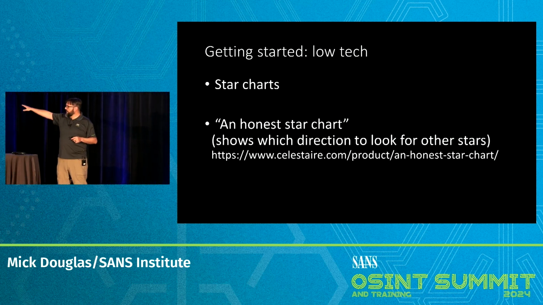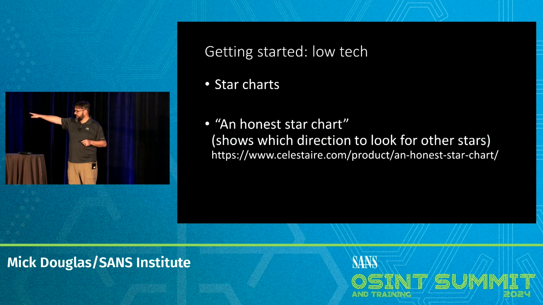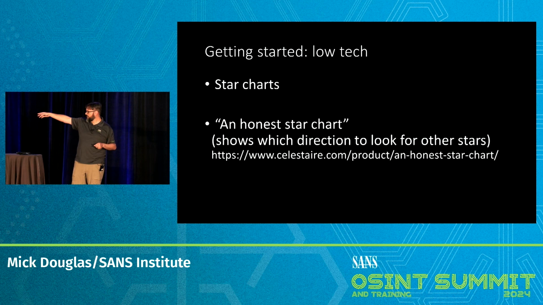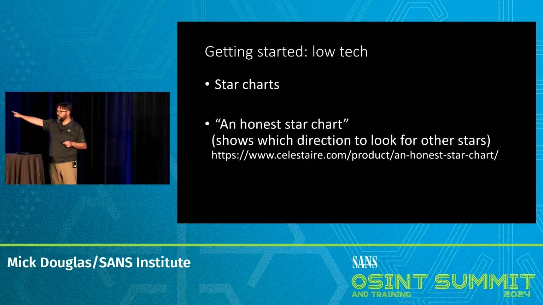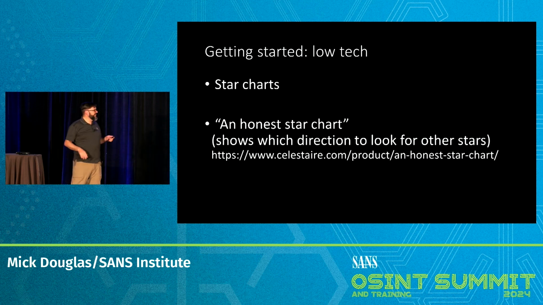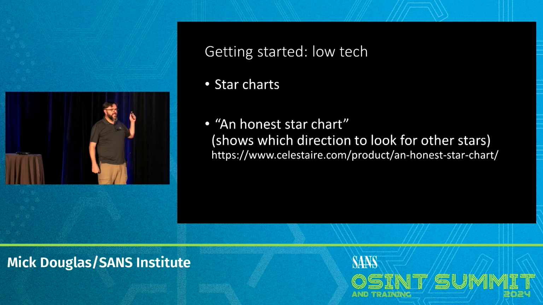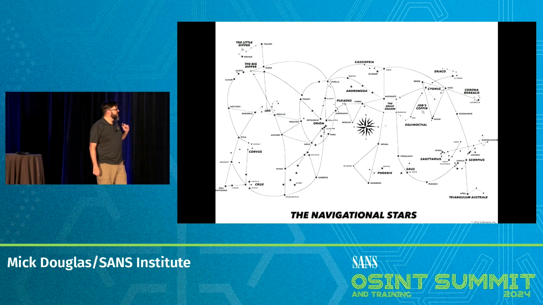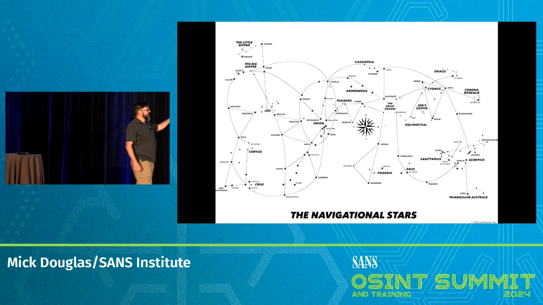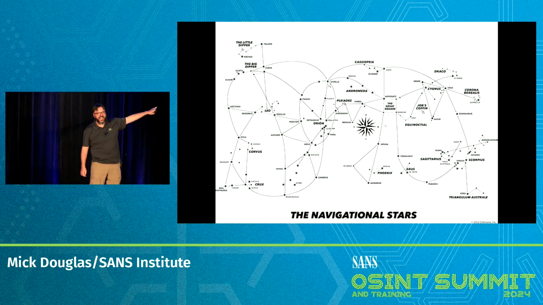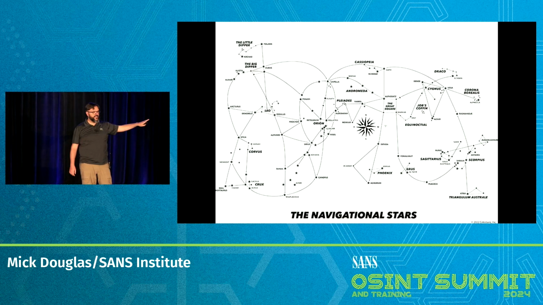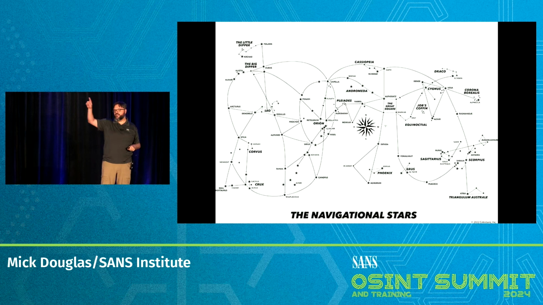Those of you who want an easy path, I can't stress this enough. Google, or use whatever search engine, and look for an honest star chart. It will take you to this celestiaire.com site, which is all about astronavigation, and they have this star chart that is cheat codes. What you're looking at are the navigational stars, and these lines are the sight lines that you're supposed to take to find the other star.